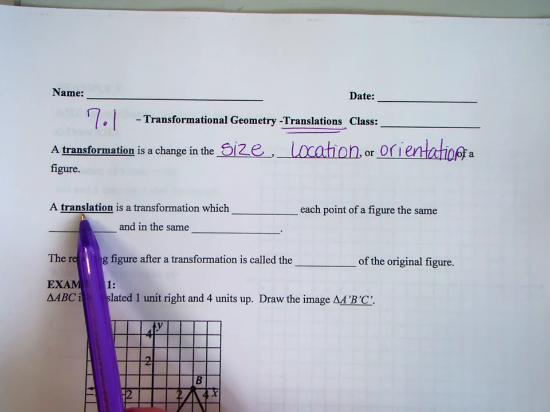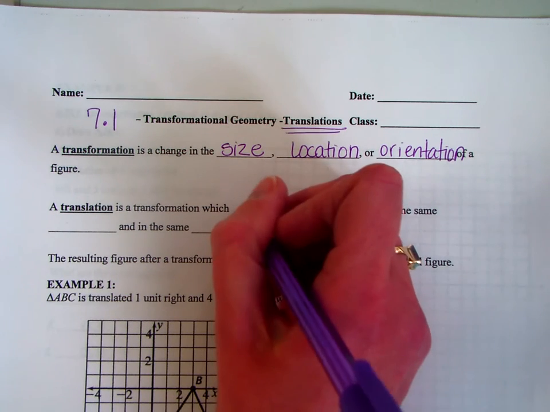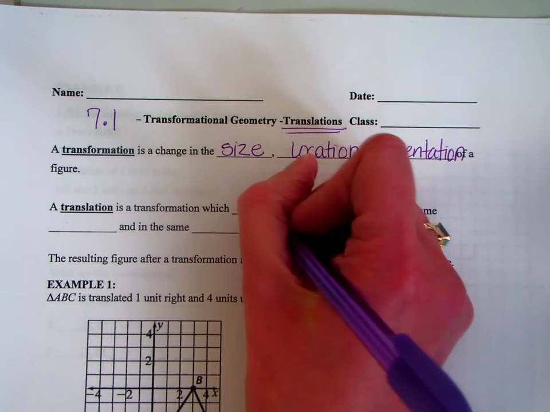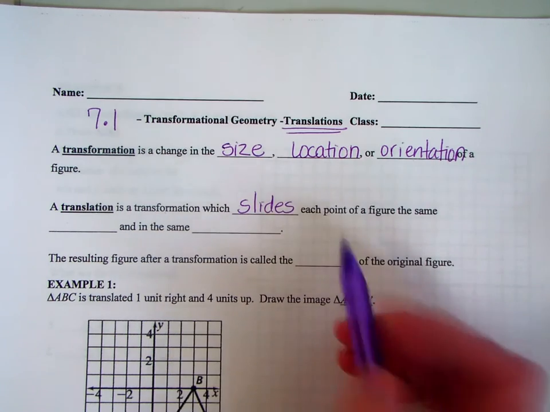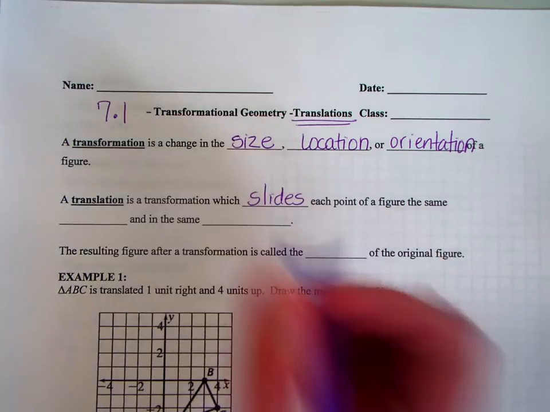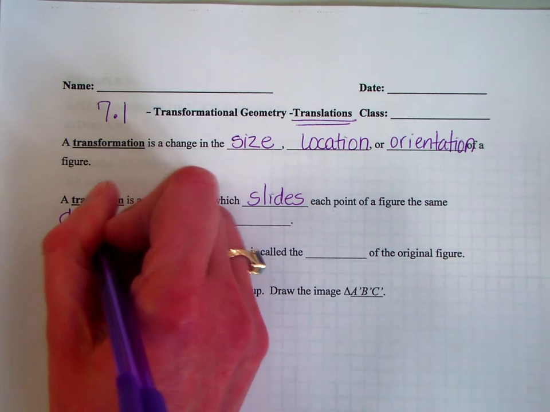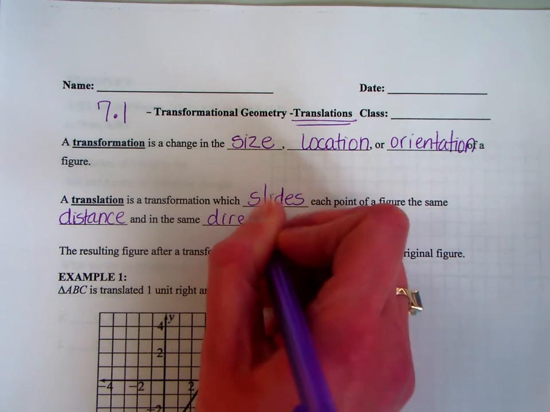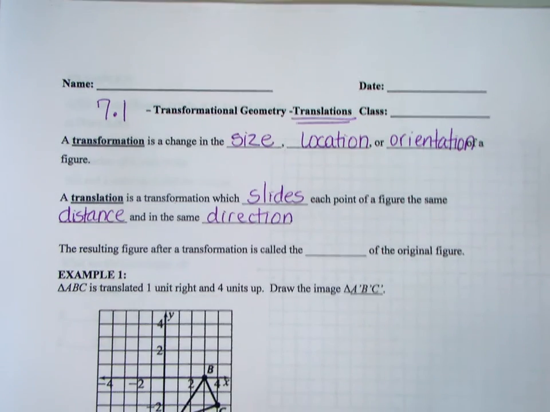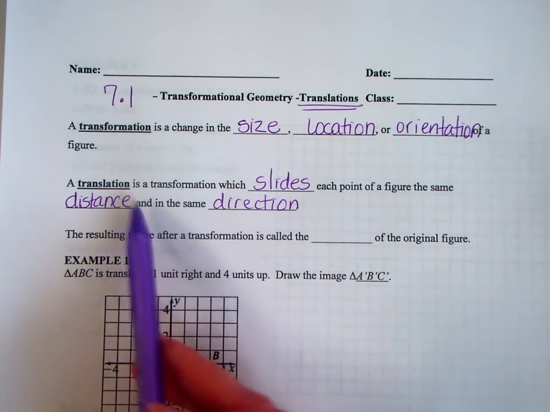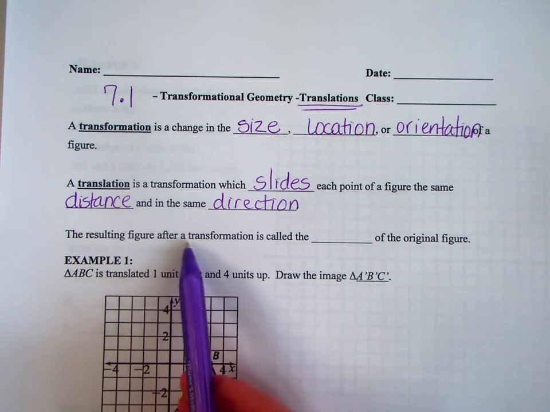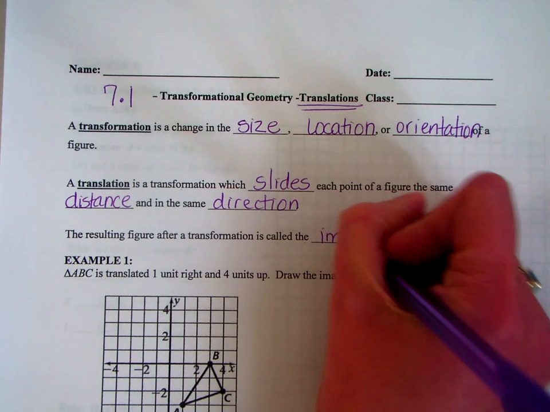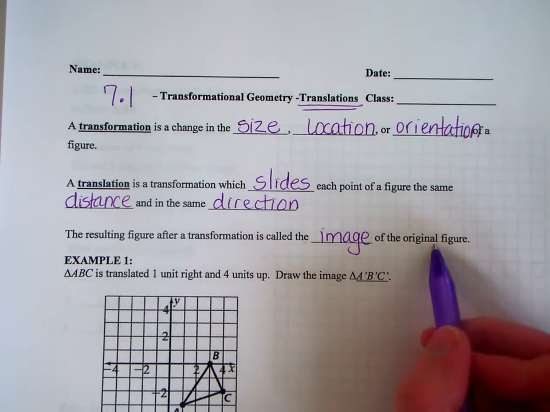Another word for translation, you've heard this in the past, might be a slide. So a translation is a type of transformation which slides each point of the figure the same distance and in the same direction. After we do our translation, the resulting figure after the transformation is called the image of the original figure.